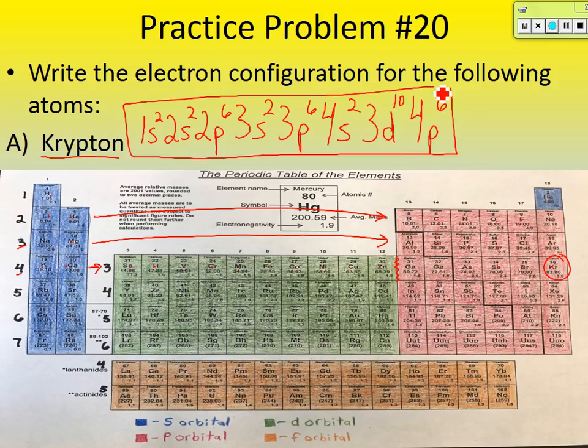Okay, so there is how you do the electron configuration for krypton. If you wanted to check it, we better have 36 electrons. So if you count across your exponents, we'll add up to 36.